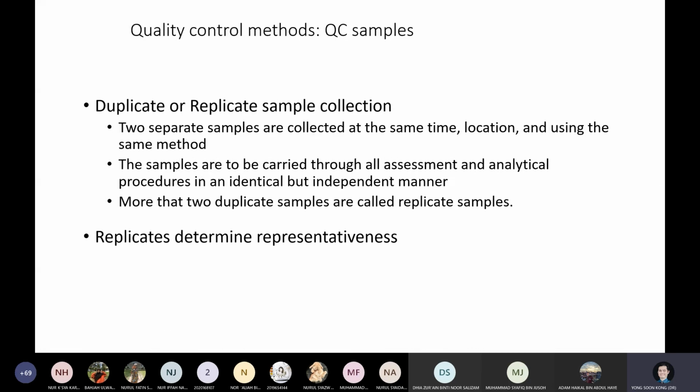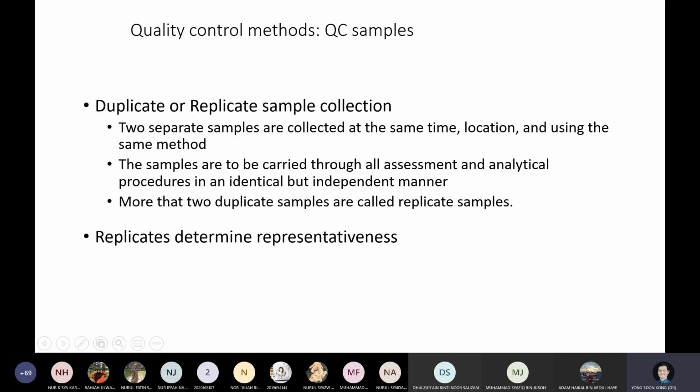Okay, now the next one, duplicate or replicate sample collection. Let's go through first. Two separate samples are collected at the same time and location using the same method. So this is where you are said to be at one same location. Once you finish collecting one bottle, you collect the next bottle. Same method, same location, same time. This is what we call replicates.